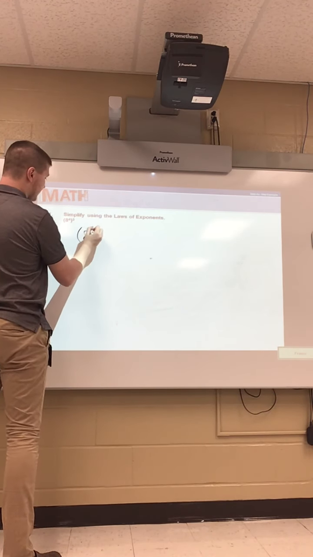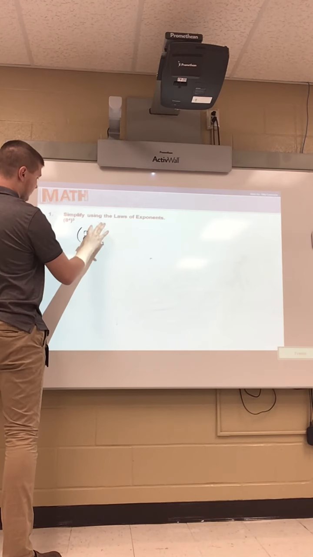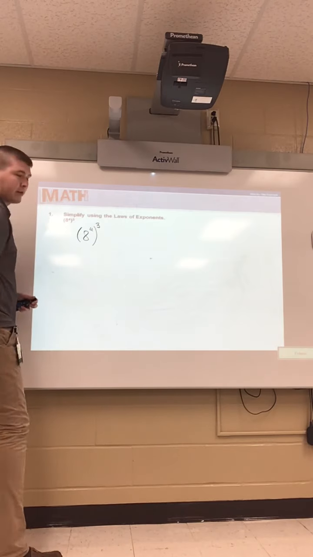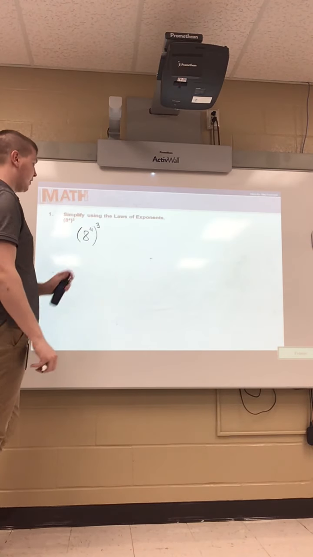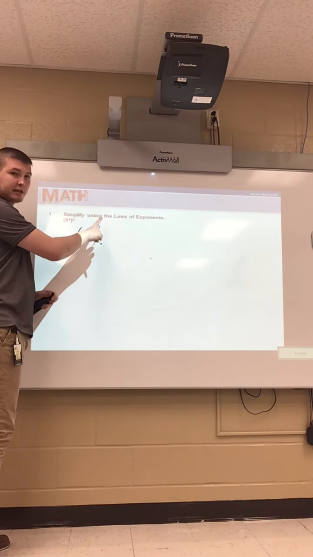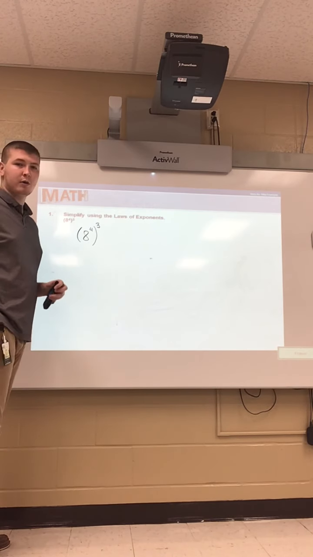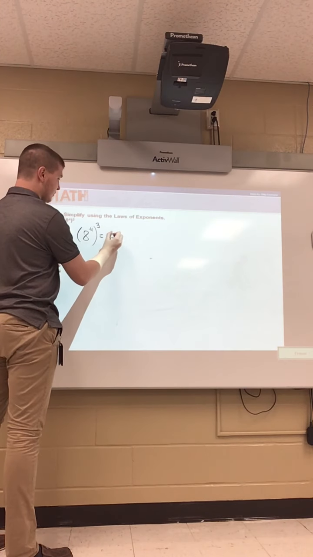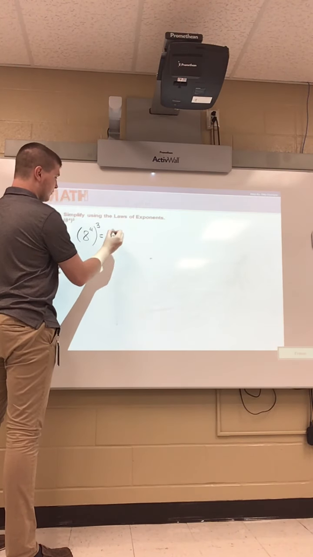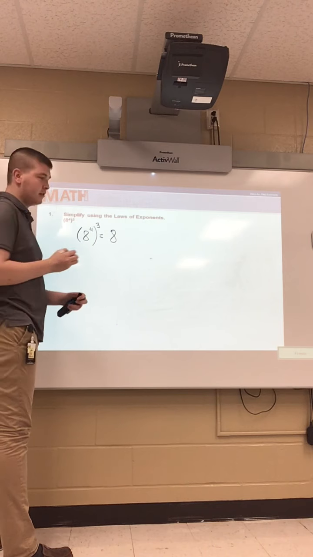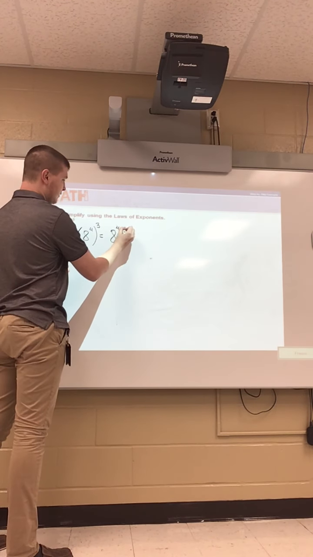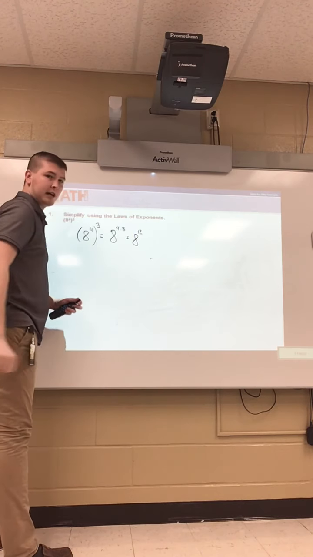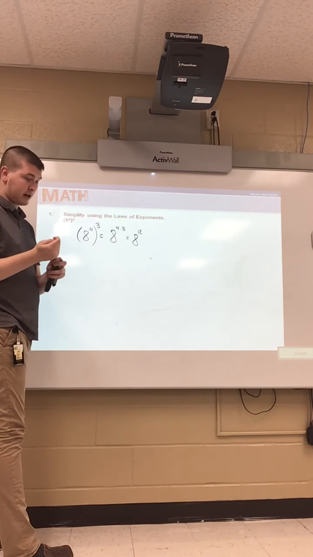So we have 8 to the 4th to the 3rd power. So that's a power to a power: 8 to the 4th taken to the 3rd power. All you have to do is multiply the exponents. Keep that base, 4 times 3. And then that just equals 8 to the 12th.